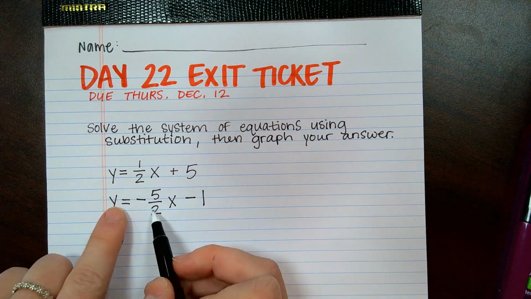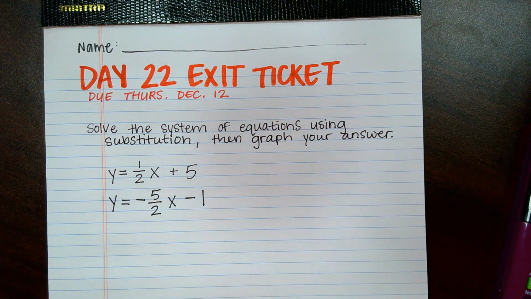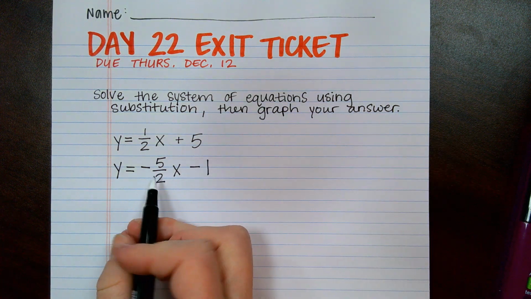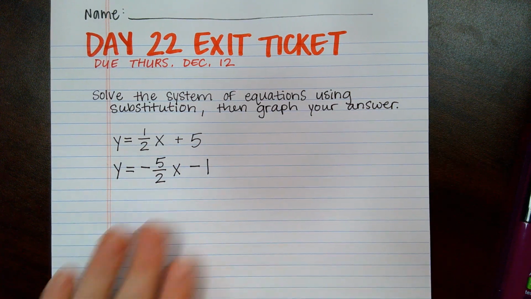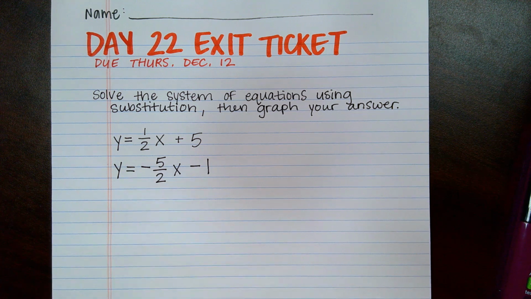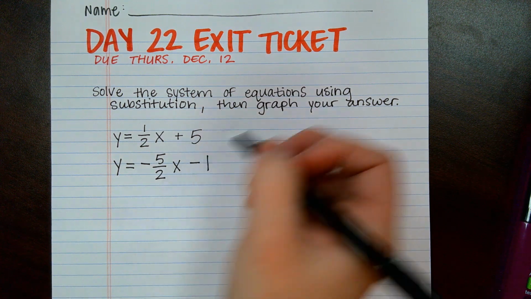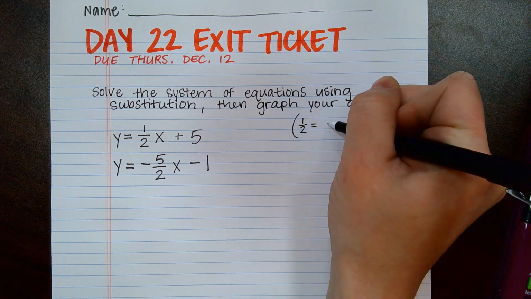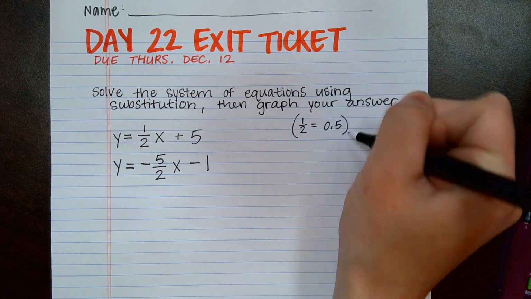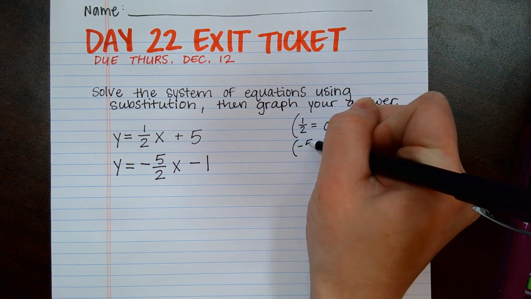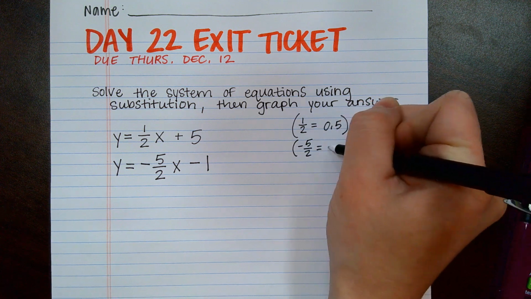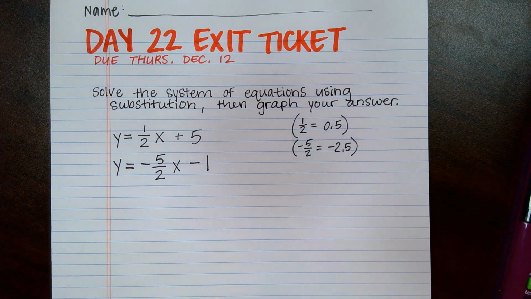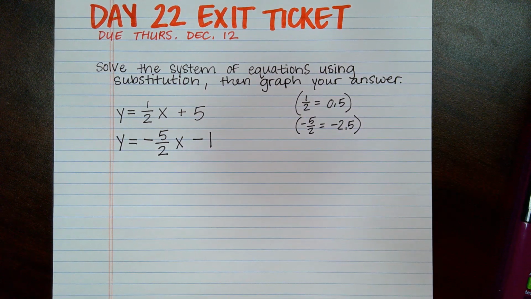So whenever you graph, the fractions will be helpful, but I'm also going to remind you whenever you do substitution, sometimes it's easier to work with decimals. 1/2 equals 0.5. Negative 5 over 2 equals negative 2.5. Okay, so there's your fraction conversions if you want to use them.